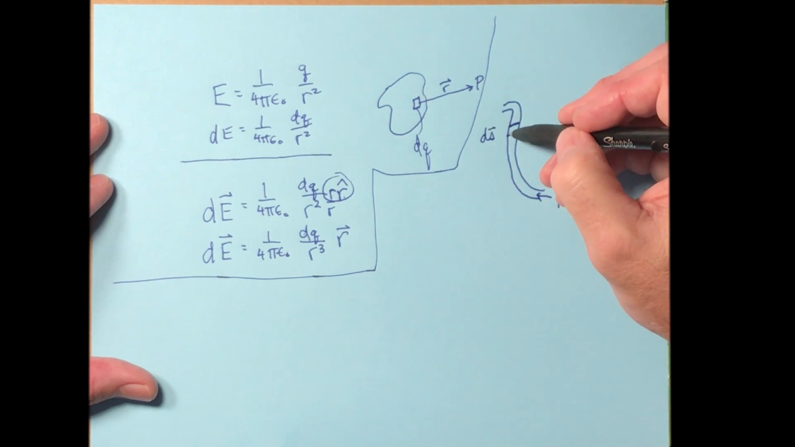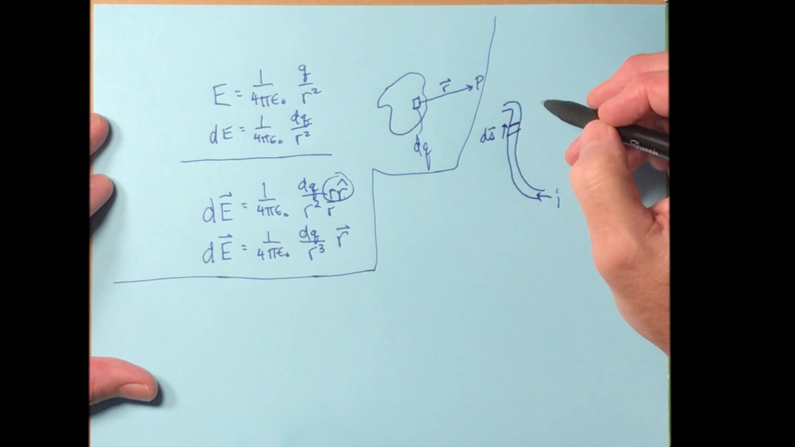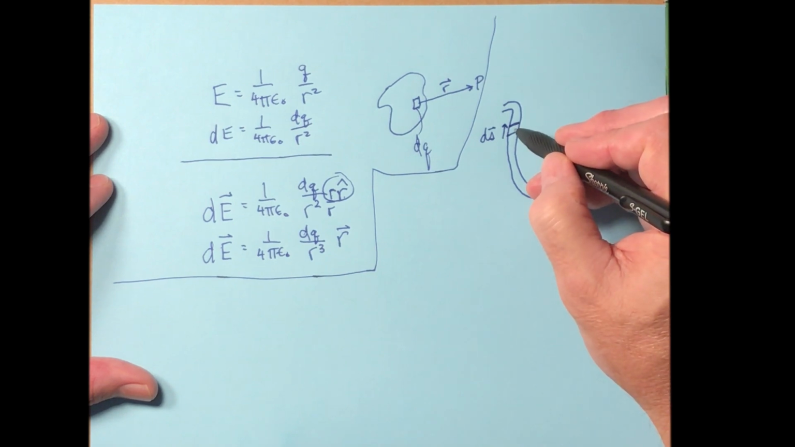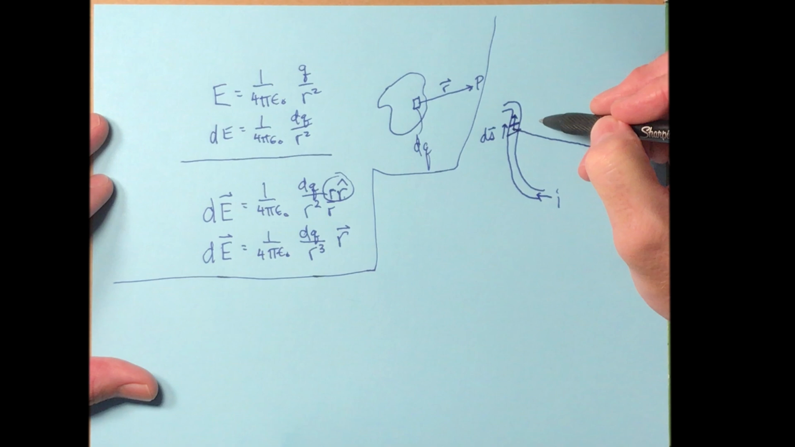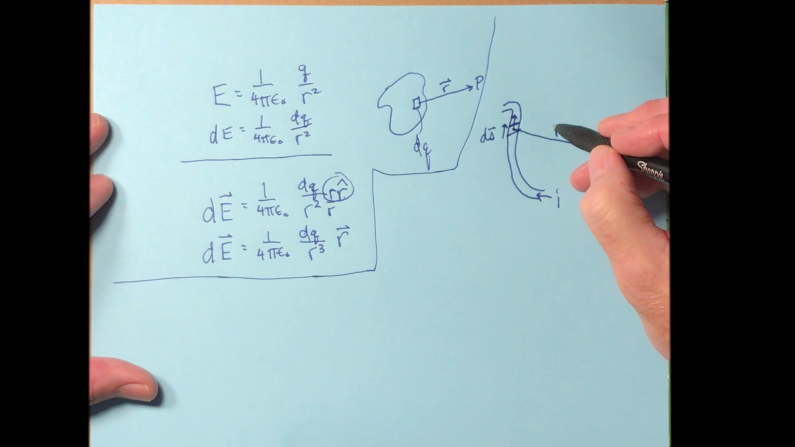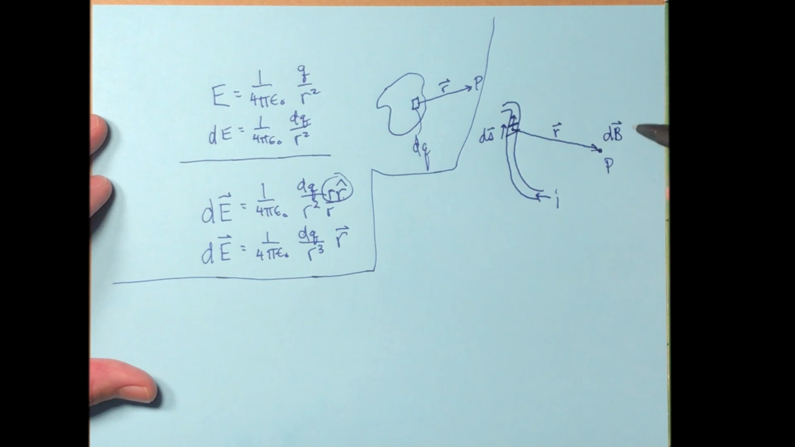And ds we'll treat like a vector. ds points in the direction of the current, but its magnitude is just that differential length there. And then we'll go out from ds out this way. So from there out here. So the ds vector points that direction inside the wire. And this is a vector we'll call r. And at this point out here, which we'll call point P, there is a magnetic field, which we'll call dB, that is due to this current carrying wire here.